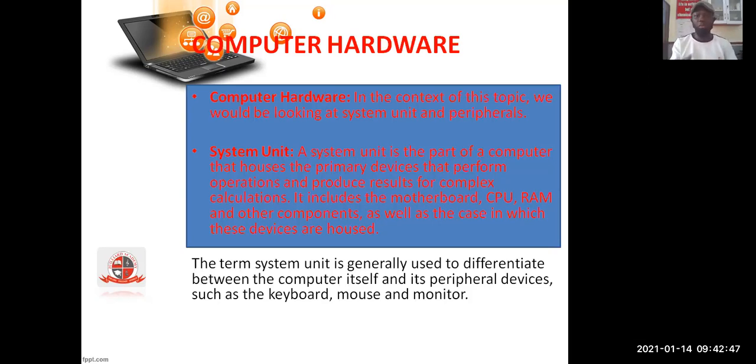The term system unit is generally used to differentiate between the computer itself and peripheral devices. You can see that written right there below. Peripherals are other devices that add to the system unit to enhance productivity. For example, the printer is a peripheral device. You add it to your system unit so that you can print things out. Your keyboard that you attach to your system unit is a peripheral because you use it to input things into your system. So in other words, computer hardware is divided into system units and peripherals.